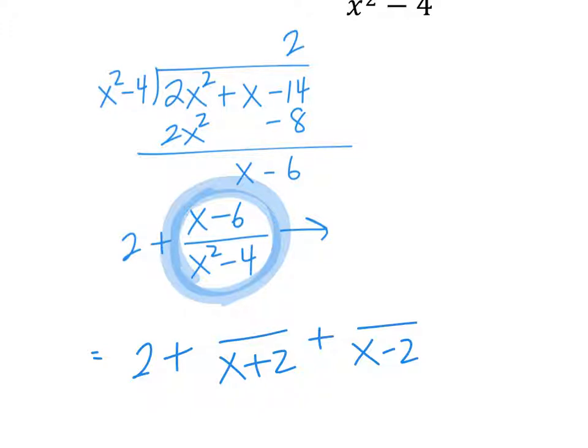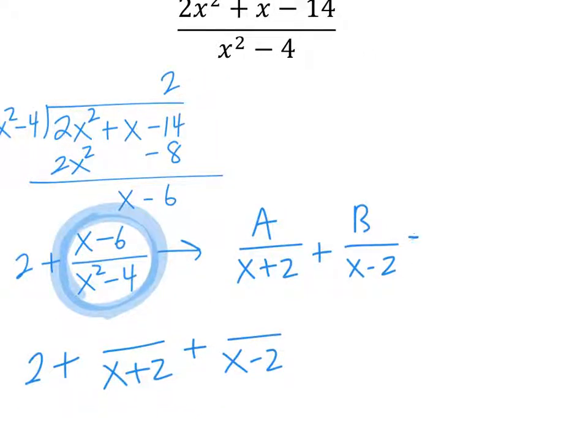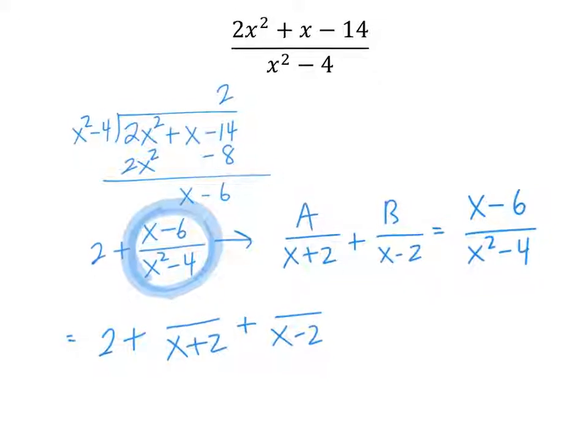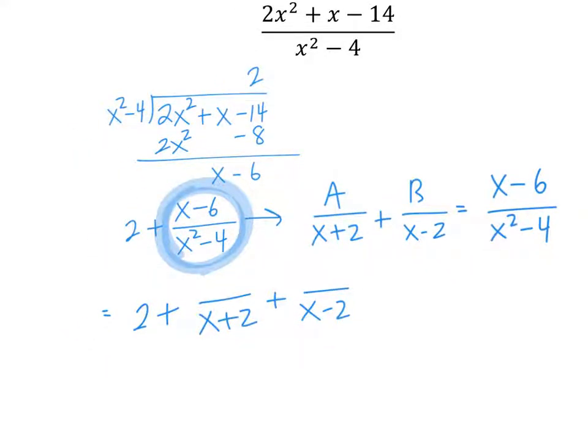Are we not solving it? We are solving it. Okay. This becomes A over x plus 2 plus B over x minus 2, and that is equal to x minus 6 over x squared minus 4, right? So solve A and B. Don't worry about the 2. The 2 is just part of the answer at the very end.